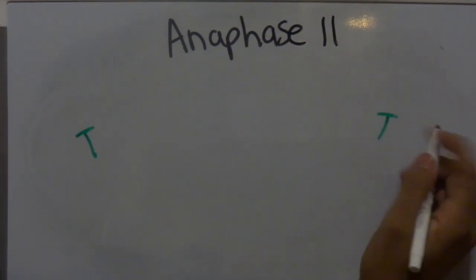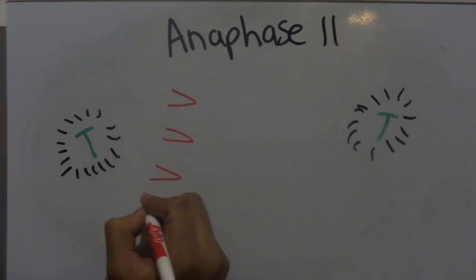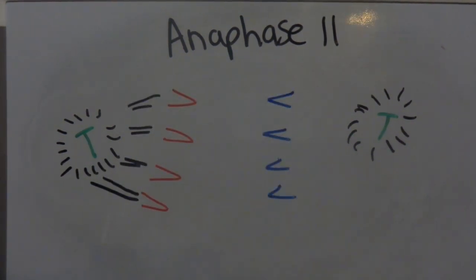In meiosis 2, anaphase 2, the centromeres separate and 2 chromatids of each chromosome move to opposite poles of the spindle fiber.